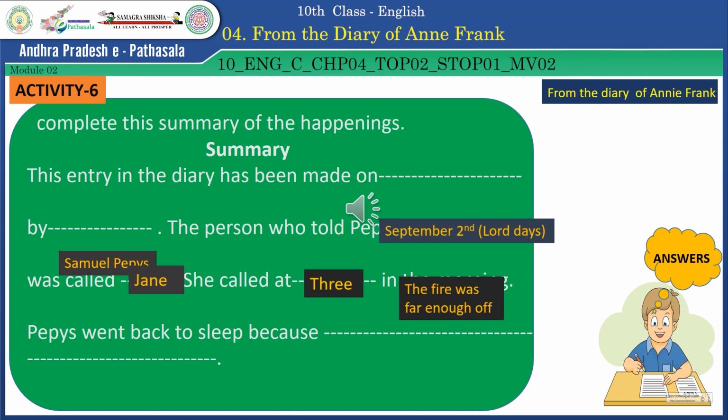Very good. Your answer is absolutely correct. September 2nd, Lord's Day. Well done. The entry was written by, very good, your answer is correct, Samuel Pepys. The person who told Pepys about the fire was called, who will say? Very good. Your answer is correct. Jane. She called at, very nice. Your response is very good.